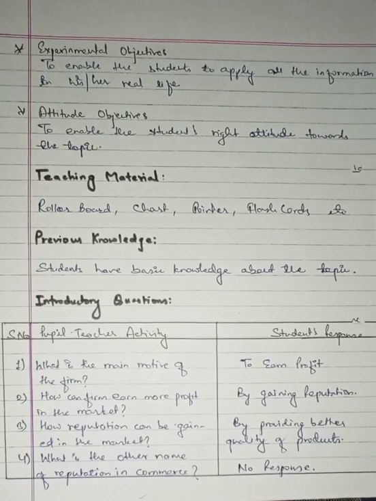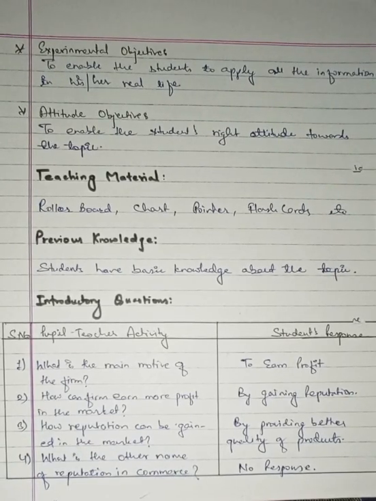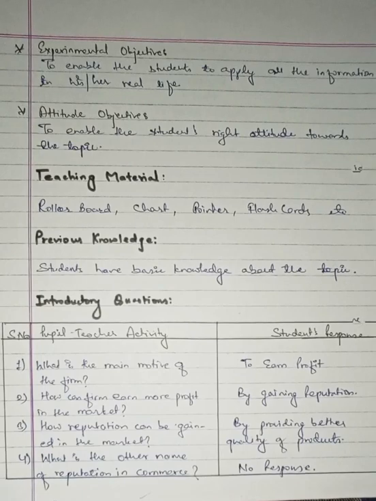The first question is, what is the main motive of the firm? The student's response is to earn profit. The next question is, how can a firm earn more profit in the market? The student response is by gaining reputation. How can reputation be gained in the market? By providing better quality of products. And what is the other name of reputation in commerce? There is no response from the students.